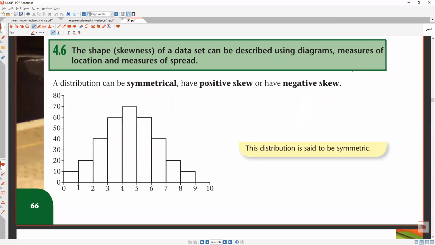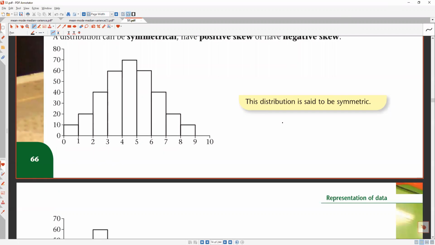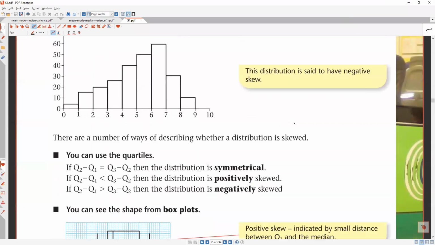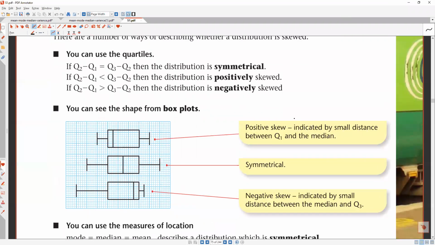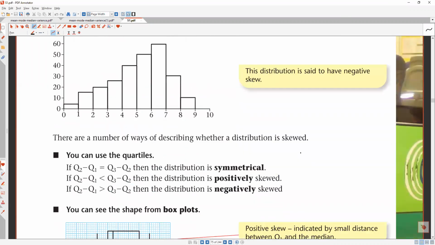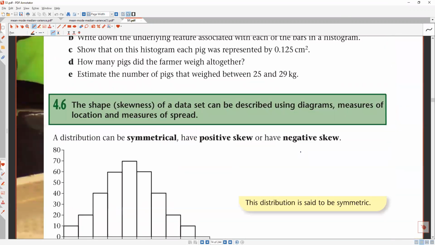Regarding skewness, you guys were asking that, so I'm doing skewness here itself. Regarding histogram, I'll teach you guys later on. This is how skewness works, you are supposed to learn all this. There are three kinds: positive, negative, and symmetrical. So a distribution can be symmetrical, have a positive skew or a negative skew, right?